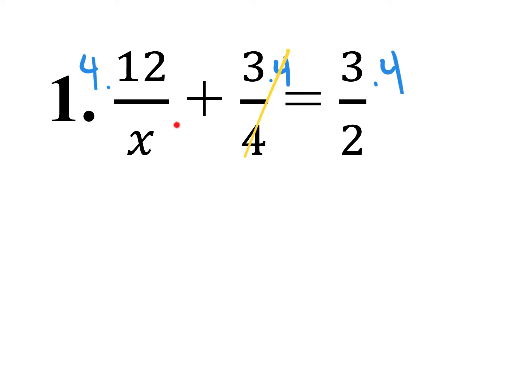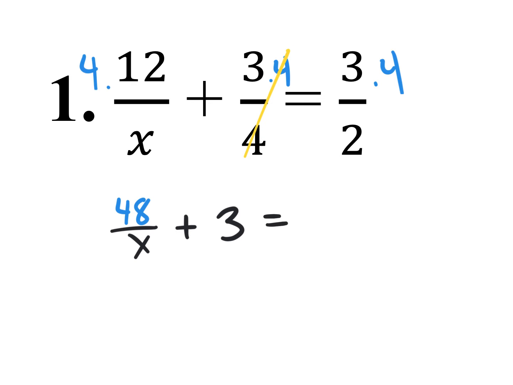So on this first fraction, obviously that 4 doesn't cancel with that x, right? So we're going to actually have to multiply. 4 times 12 is 48, and it is over x. And then we have the plus sign, and then we have a 3 instead of a 3/4 because the 4 is canceled.